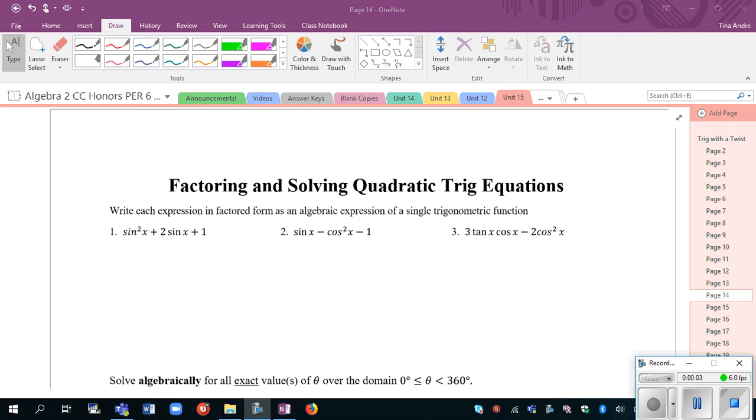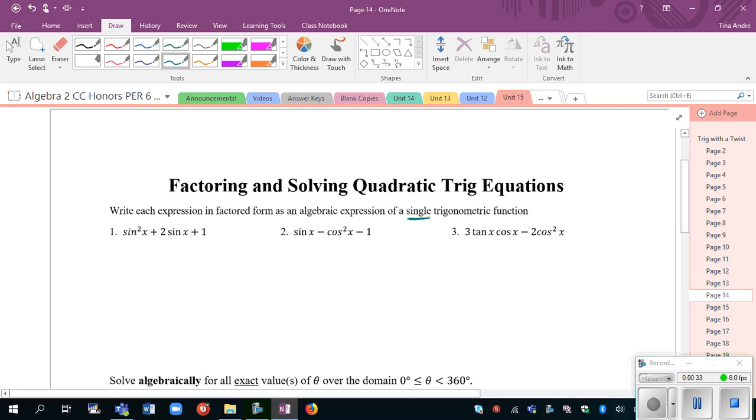In this video, we're going to learn how to solve quadratic trig equations, but before we do that, we have to learn how to factor quadratic expressions with trig functions. So if we look at these first three examples here, our goal is to be able to factor each of these expressions. When we factor, if we read the directions here, we want to write each expression in factored form as an algebraic expression of a single trigonometric function.